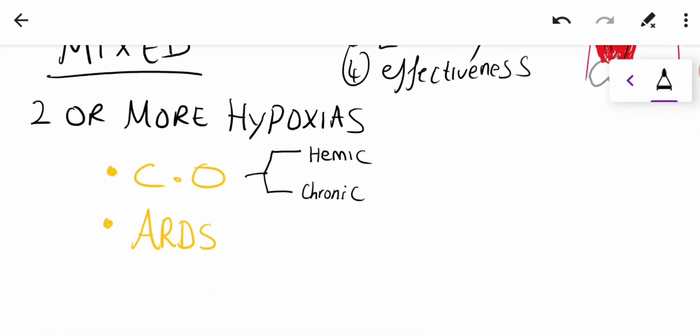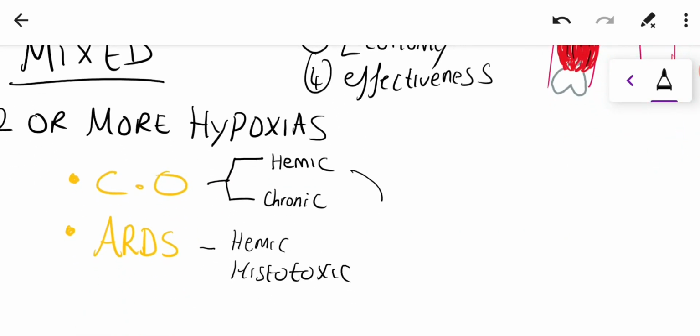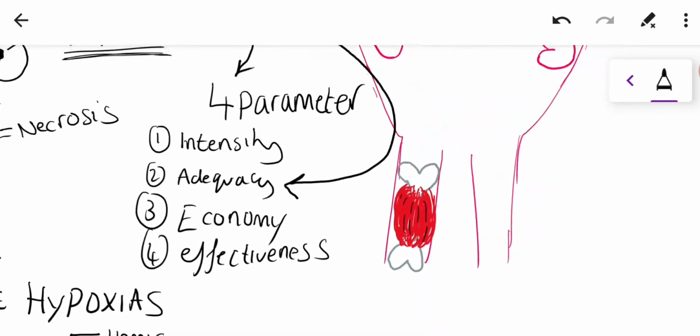And ARDS, that's basically a complete shutdown of oxygen ventilation coming in. So that could be hemic, that could be histotoxic. So yeah, mixed is just like a combination. These may not be right, I'm just thinking off the top of my head.